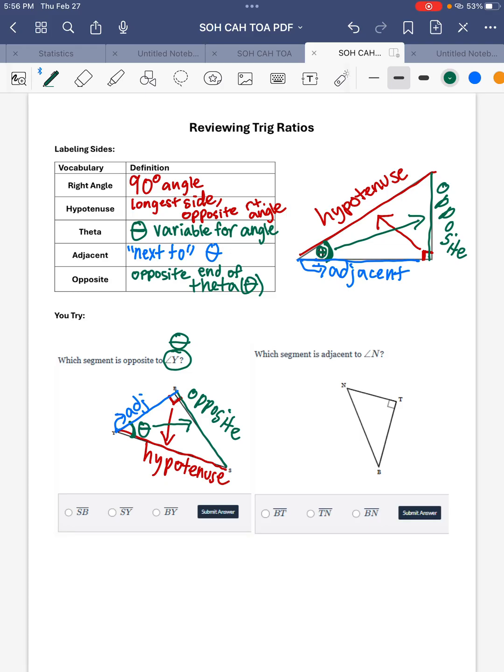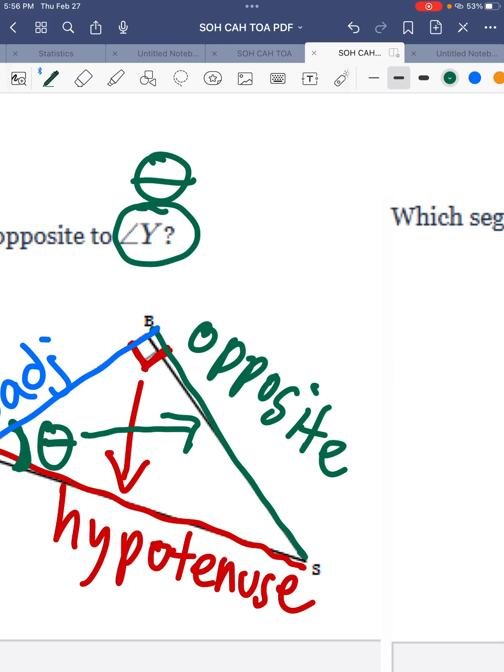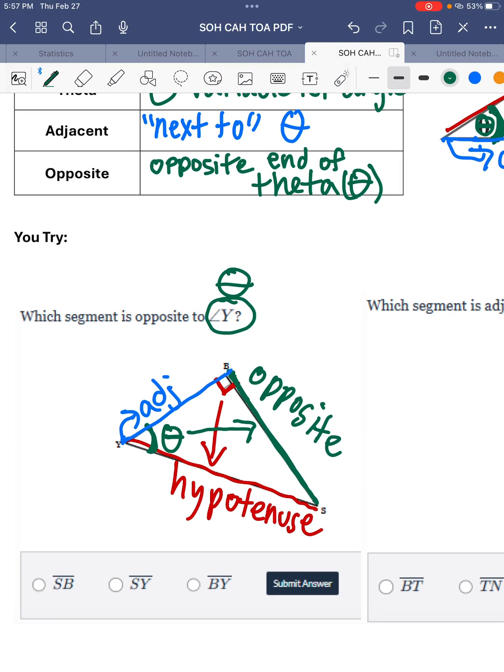So to answer the question, opposite: if I zoom in on my opposite, I see that this green side that I labeled my opposite is connecting vertex B with vertex S. So on my answer choices, I look for the answer choice that connects B with S.